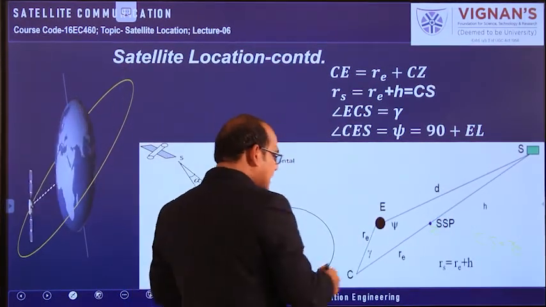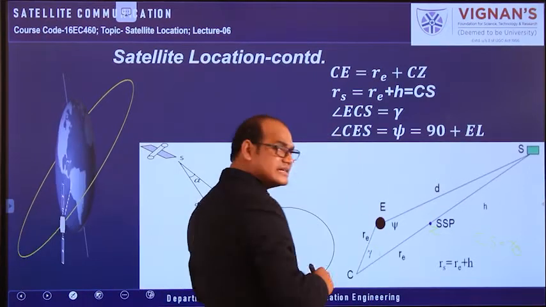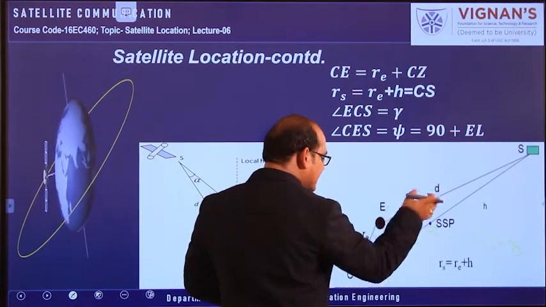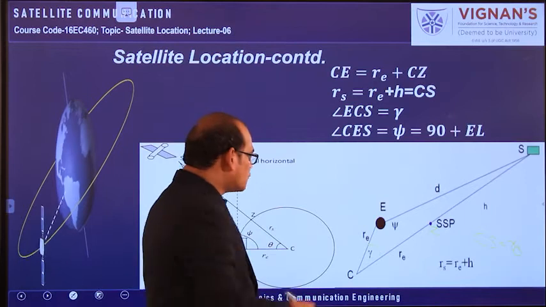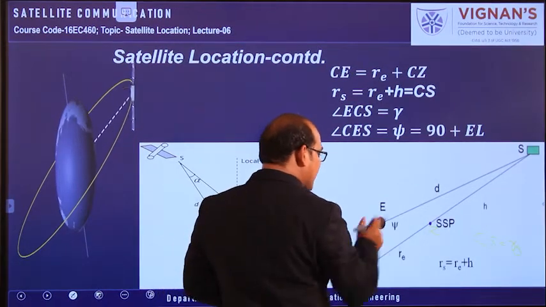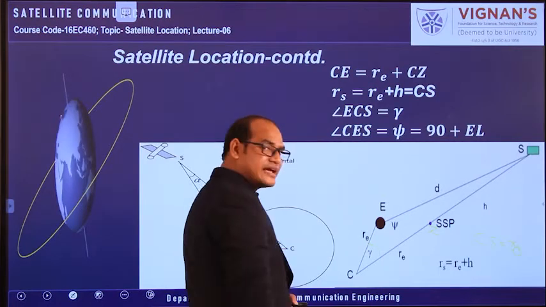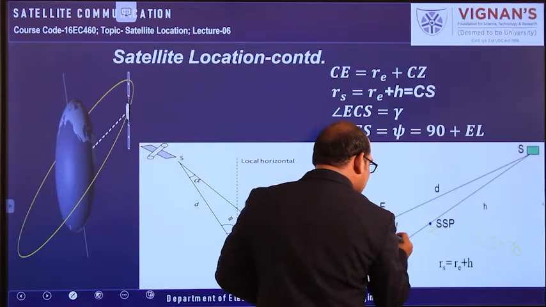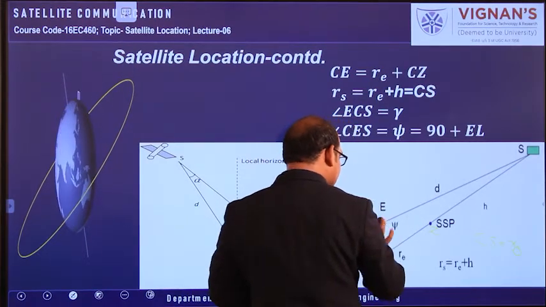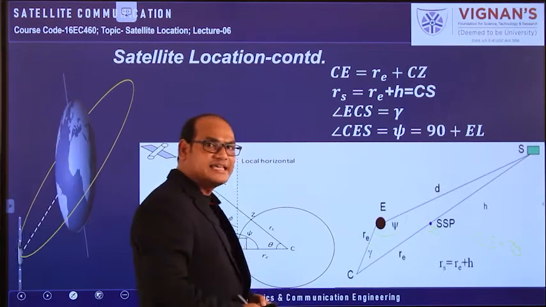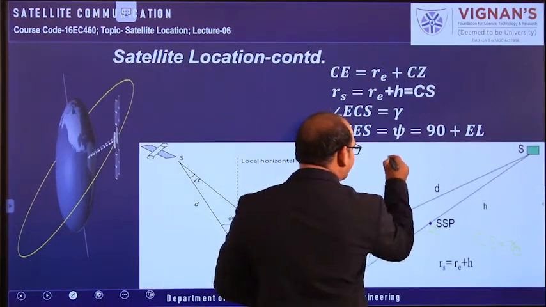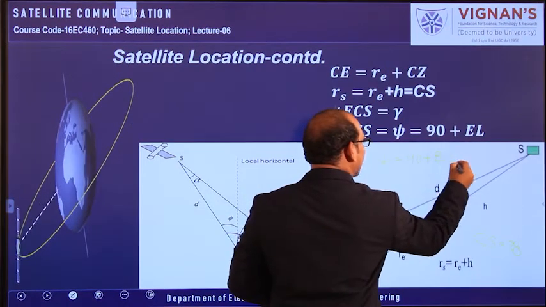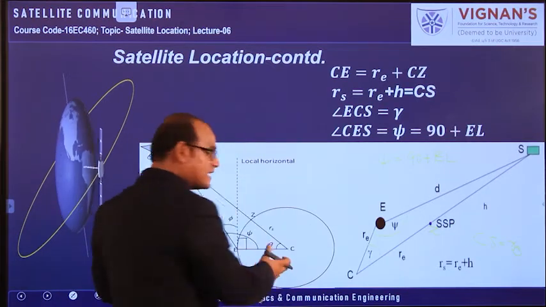So that triangle we have taken here. Next, coming to the angles. This gamma is the central angle. This is made by the two sides of this triangle, those are CE and CS, with the center of the earth. So with the center of the earth, the two sides of this triangle make the angle, that is the central angle represented with gamma. And here one more angle is there, that is psi. This is in between the sides CE and CS. This psi can be taken as 90 degrees plus the elevation angle. 90 degrees and elevation angle. That you can understand from this diagram.